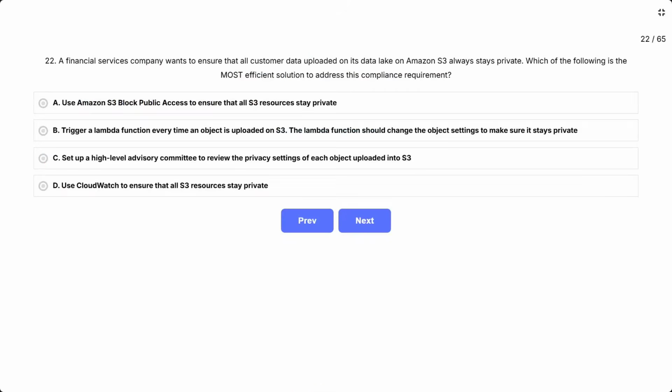Question 22. A financial services company wants to ensure that all customer data uploaded on its data lake on Amazon S3 always stays private. Which of the following is the most efficient solution to address this compliance requirement?